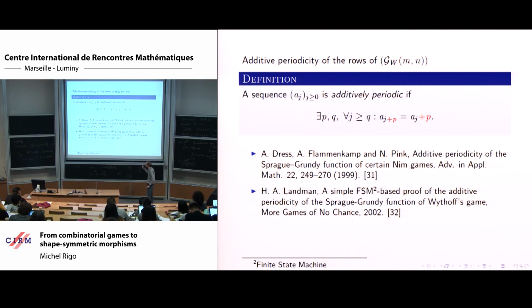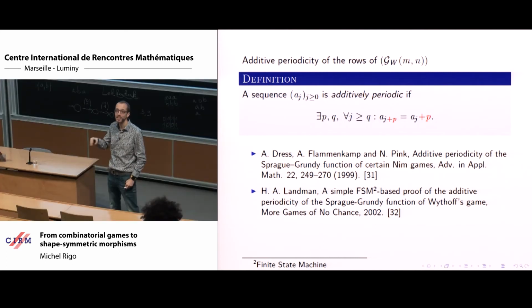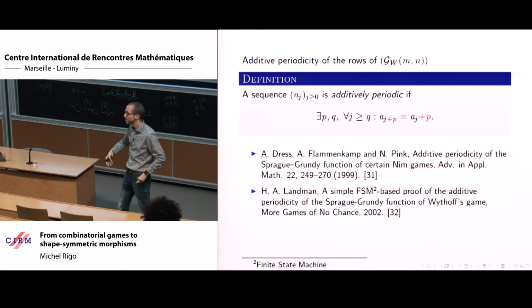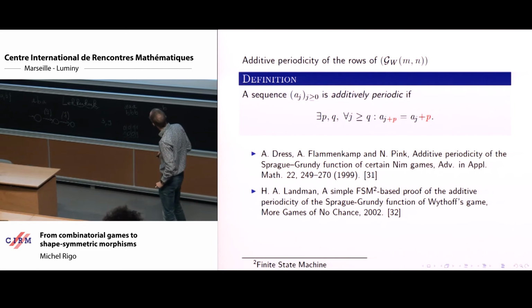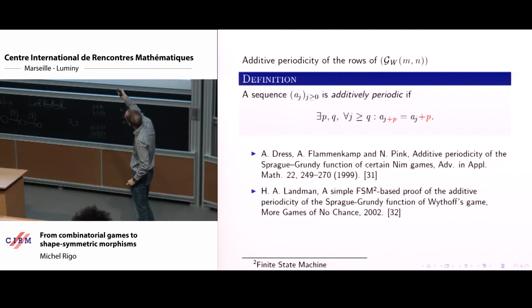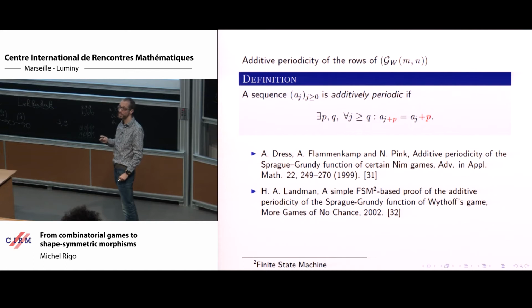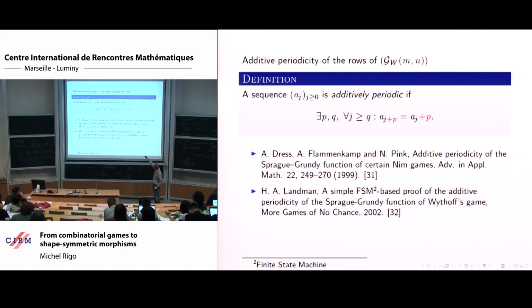Also, something nice that appeared: they have some kind of periodicity that occurs on every row and line. Of course, because it's symmetric, you will see the same things horizontally and vertically. And so the kind of periodicity that you can see is the following. It's what they call additively periodic. What does it mean for a sequence to be additively periodic? It just means that if you look at what's going on for index j plus p, it's what you had in a_j, but you have to add p.